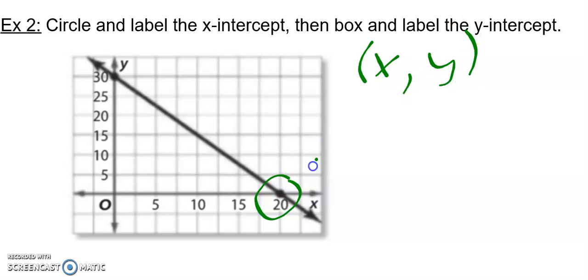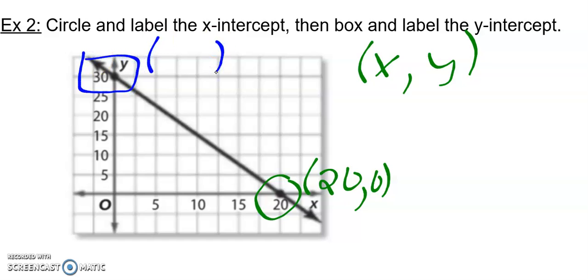So here, I want to label this ordered pair. My x coordinate is 20, and the y is always 0 on the x-axis. When I box the y-intercept, label this. For the y-intercept, x is always 0, and here y is 30.